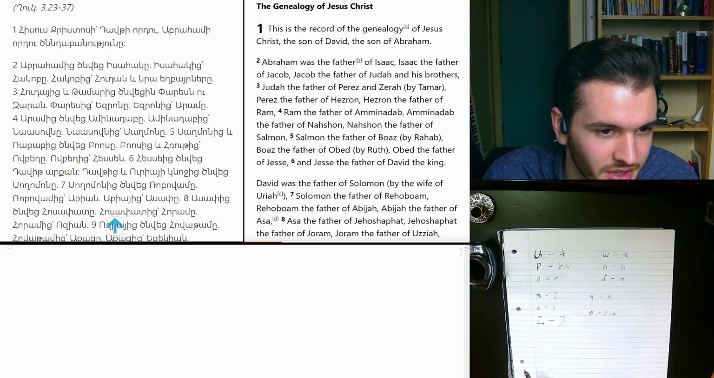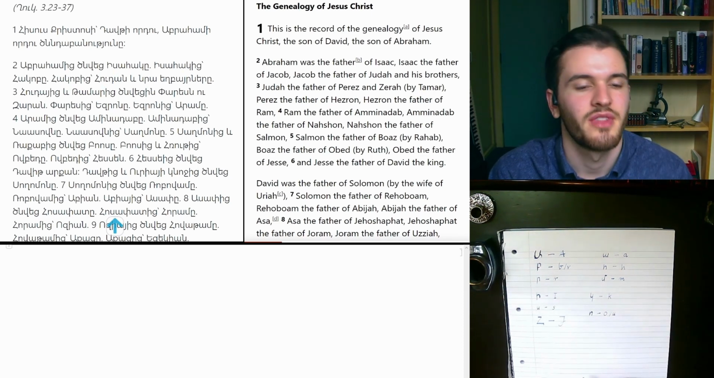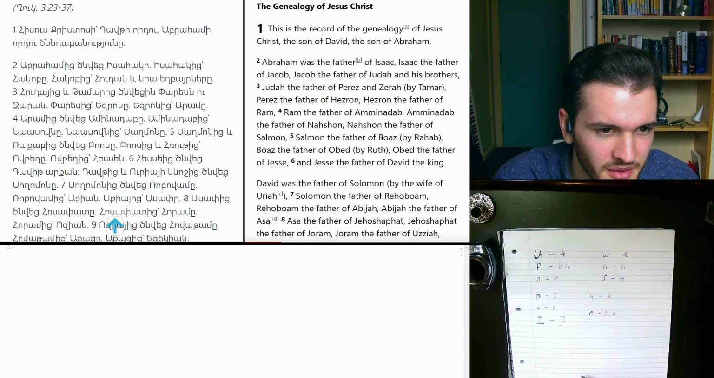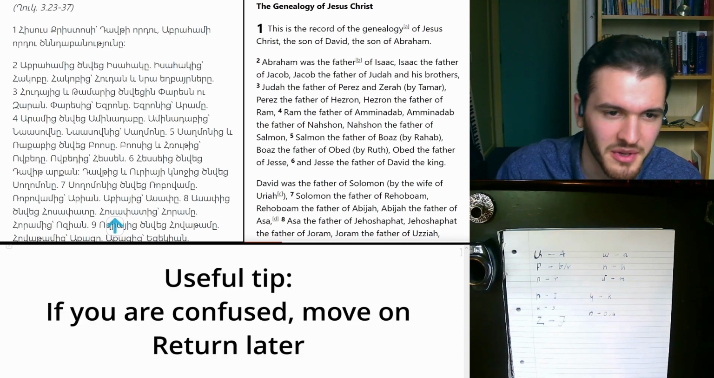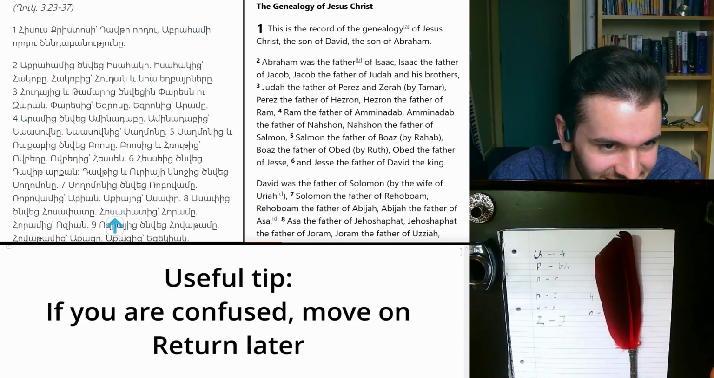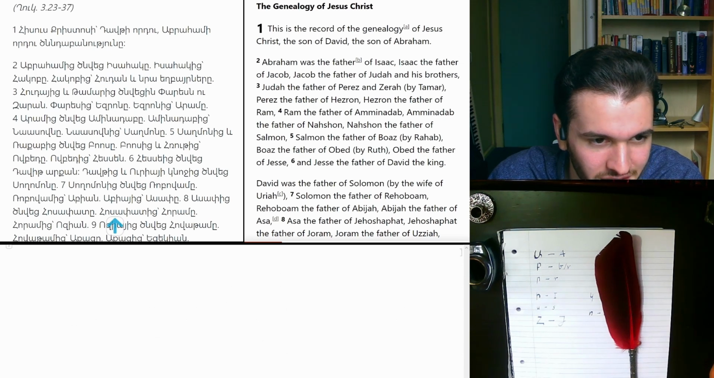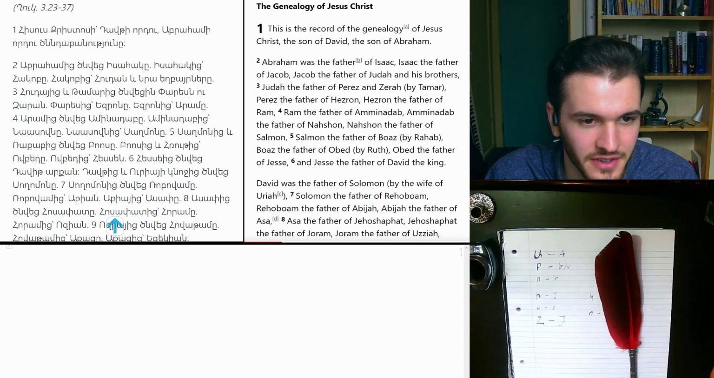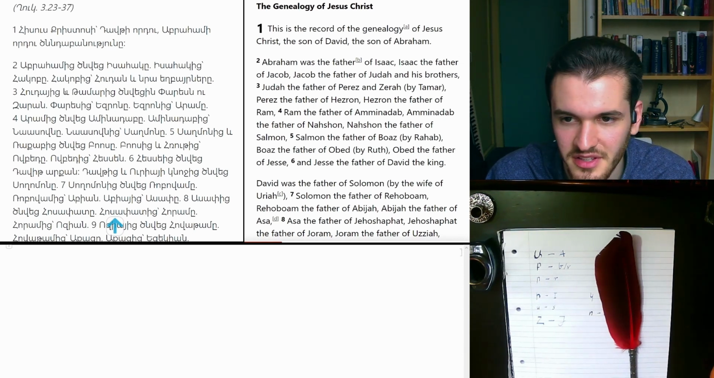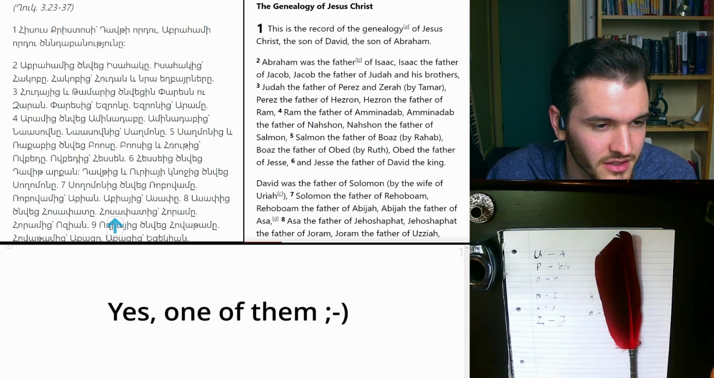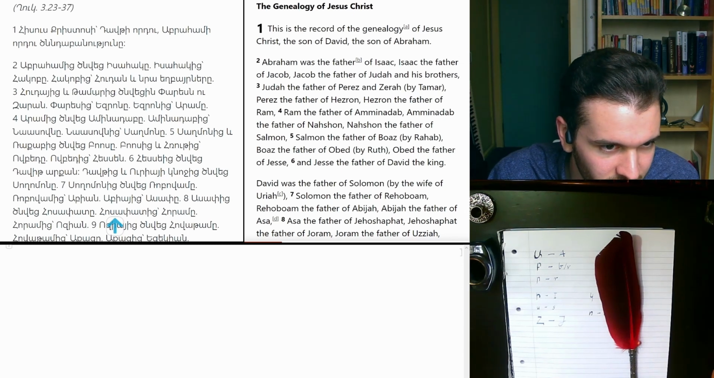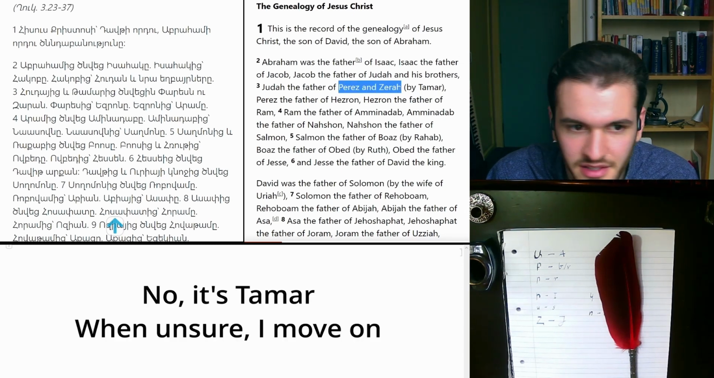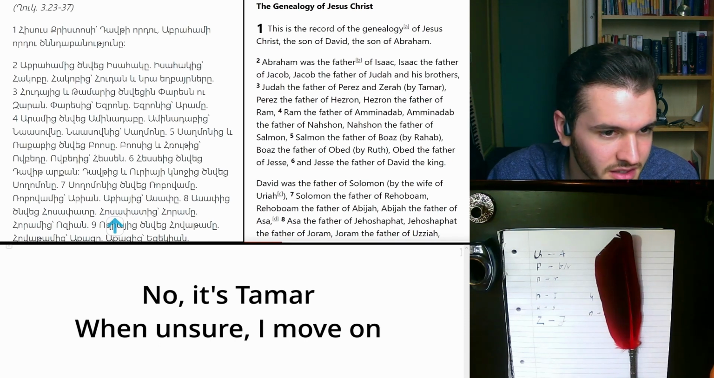How are these two letters a letter D? Ooh, that's confusing. I'm going to ignore that then because it's confusing. No, I cannot see how one letter, one sound D. I'll figure it out later. Is that a letter that we have seen? No, but it's a one-letter word. That means maybe it's an "and," some kind of a conjunction. Ooh, this is fancy. Could it be by any chance Perez and Zerah?